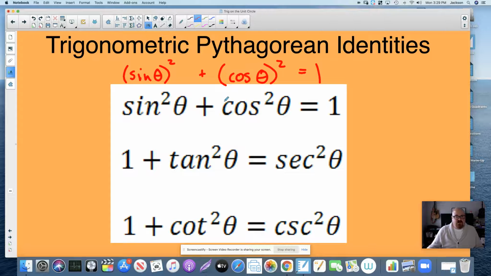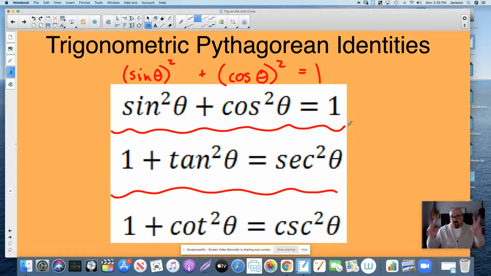And this relationship will always be true for any angle on the unit circle, as will this, as will this. So these are 3 different, we call them identities, right? They're quote unquote formulas. They're properties that we can use to help us solve for certain things.